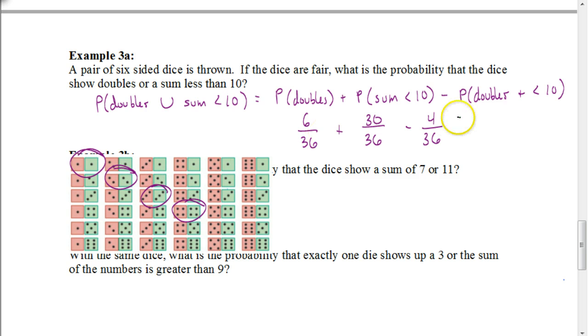If I add those together, we're going to have a denominator of 36. So 6 plus 30 is 36, but minus 4 gives us 32. So we have 32 out of 36. Reduce that, and we get 8 over 9, which, if we want to write it as a percent, is about an 89% chance.